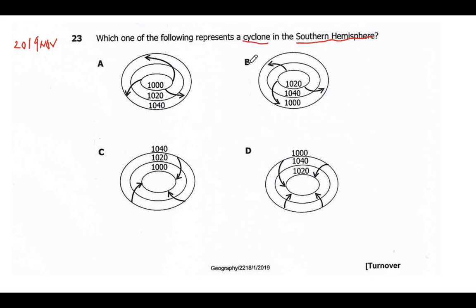So notice that a cyclone in the southern hemisphere goes in a clockwise direction. So this is clockwise. It flows in a clockwise direction like that. And then these other ones, for example, this is anti-clockwise. Now this one is not a cyclone. This is the anticyclone. So this one is a cyclone.